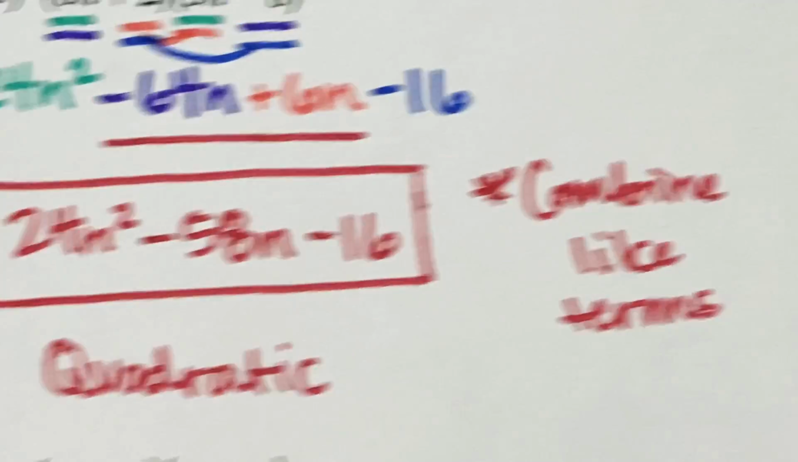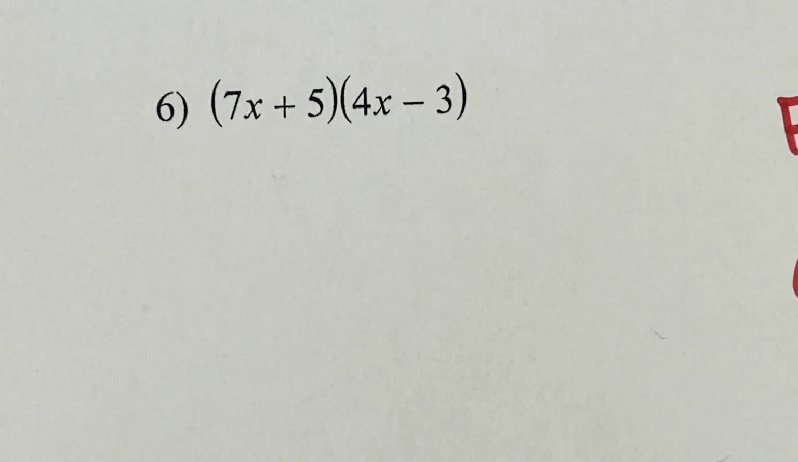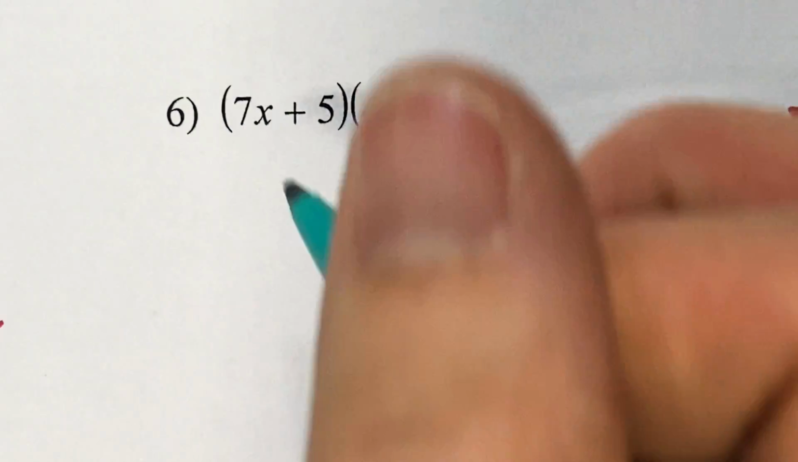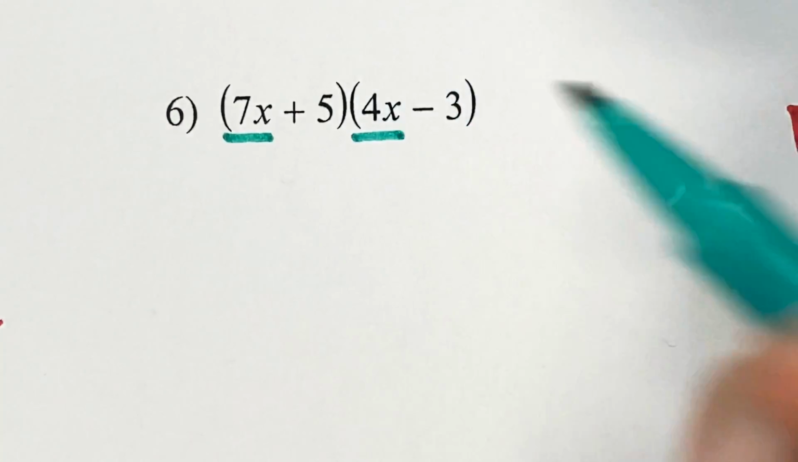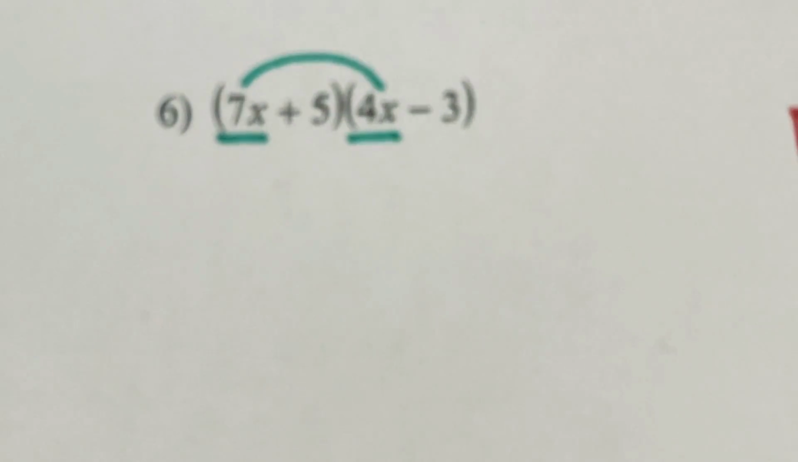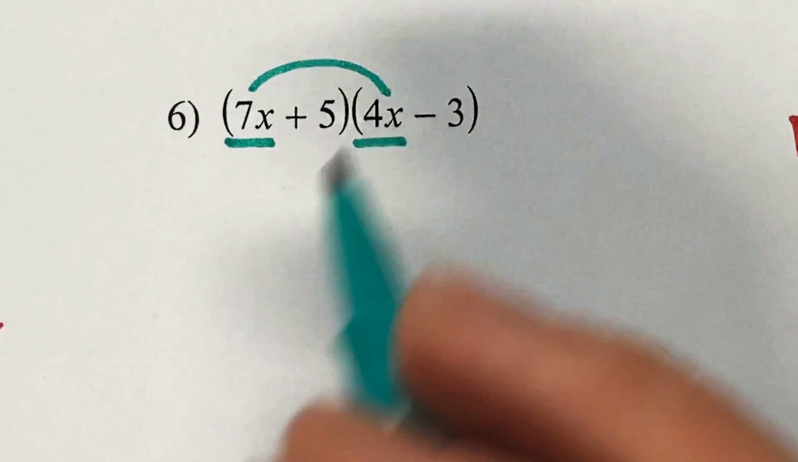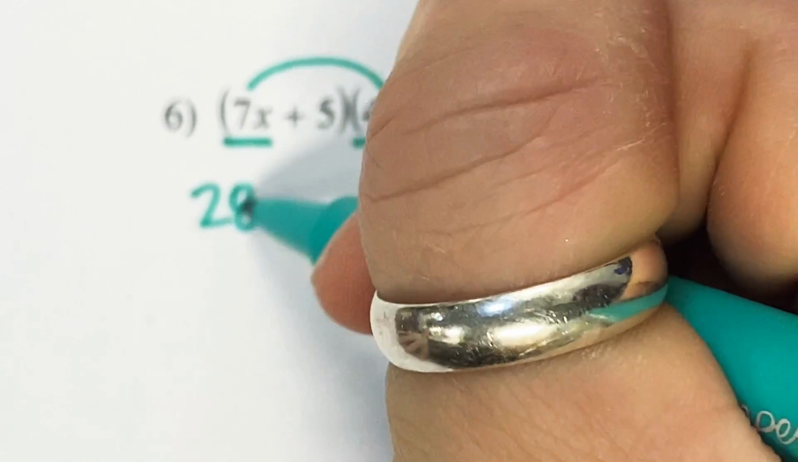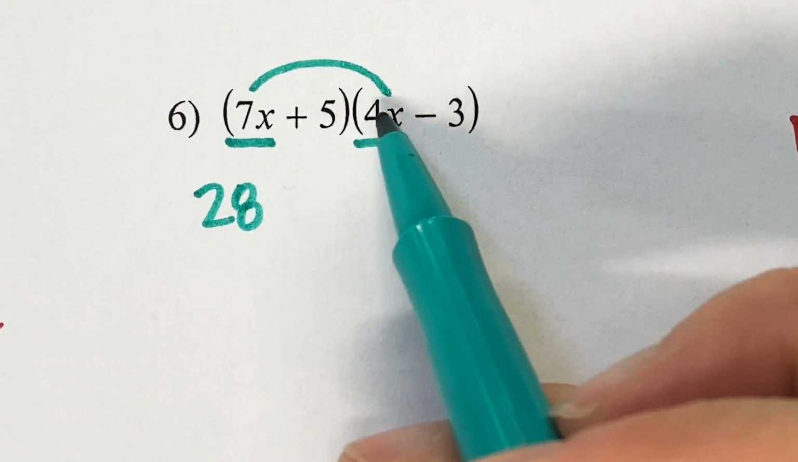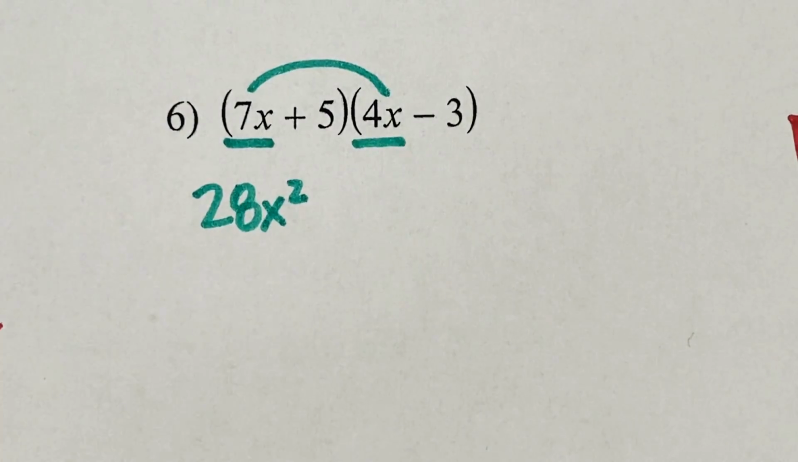Okay, let's try it again. So let's go to number 6. What is our first letter in FOIL? F, right? So our first term. Our first terms are these guys, 7x and 4x. We need to multiply our first terms. So 7x times 4x, 7 times 4 is going to give me 28. X times x is going to give me x squared. So 28x squared was our first term.